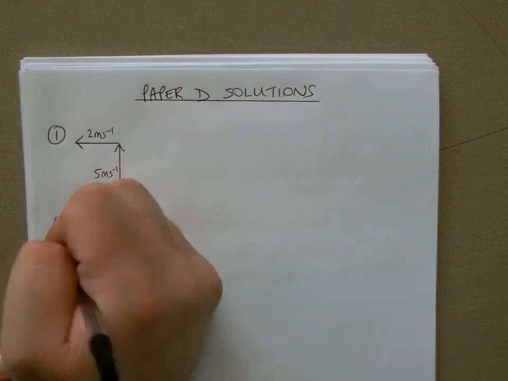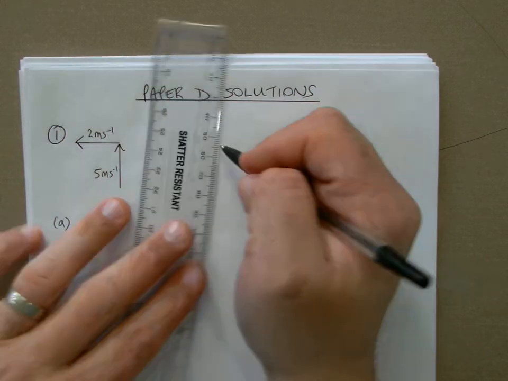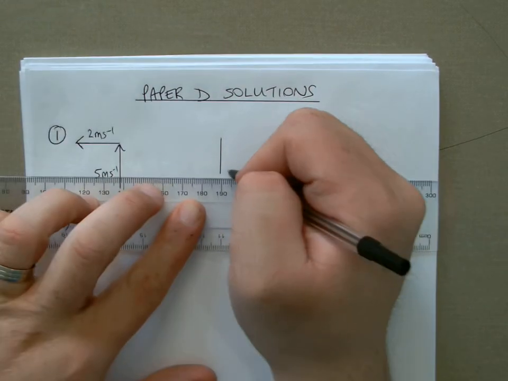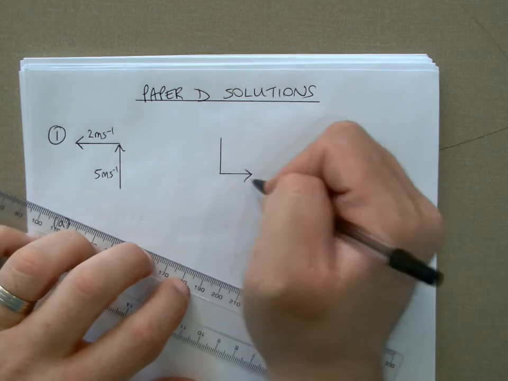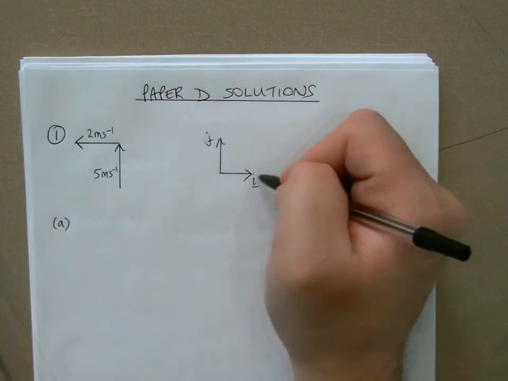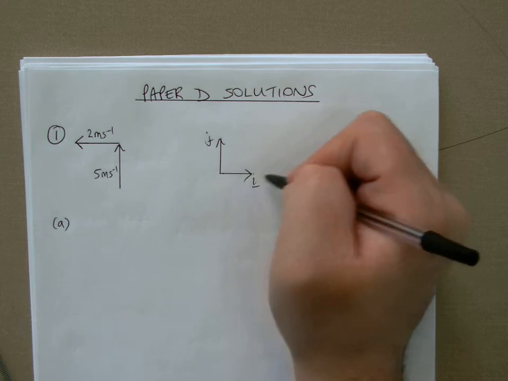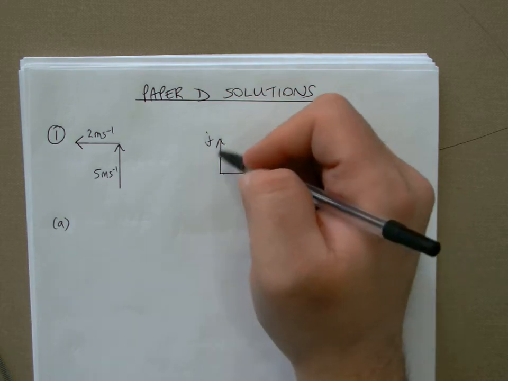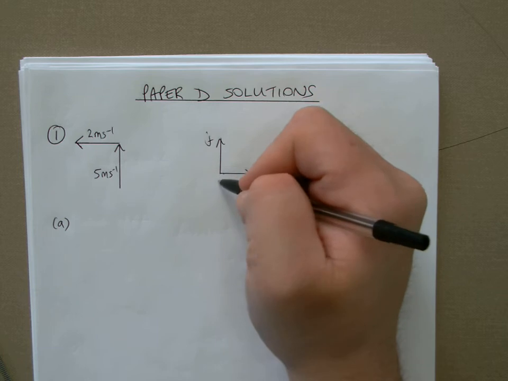Now what we need to do, we need to think about I and J notation with regards to this, right? So remember the I and J notation. We've got I represents a unit vector in the positive x direction. J represents a unit vector in the positive y direction.